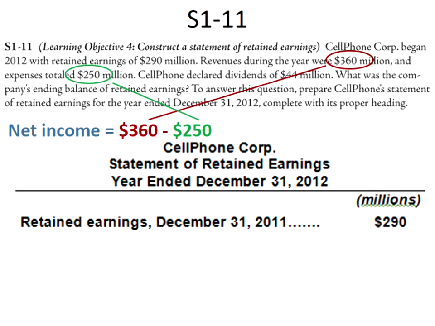Now, the next line of the statement, we actually have to use net income. We have to compute net income. Net income is revenues minus expenses, right? We would have just prepared the income statement. Our revenues during the year, they told us, were $360 million. Our expenses are $250 million. So our net income will be the difference between those two.